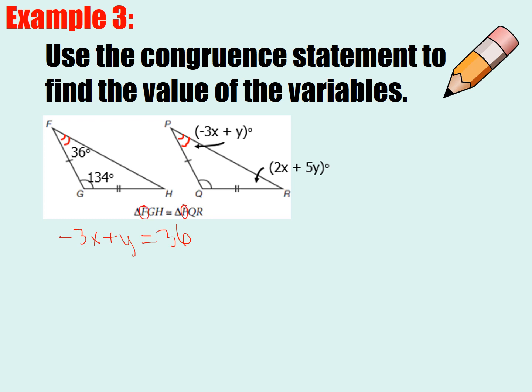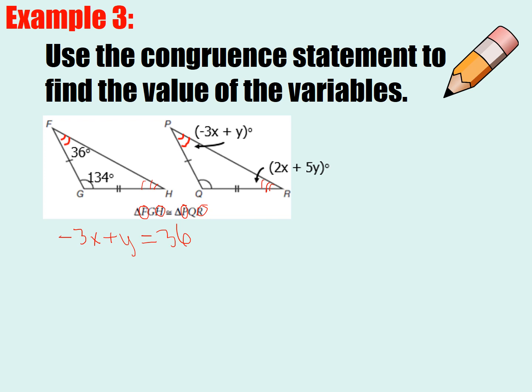Now we need a second equation, and our x and y variable are attached to this angle R. Well, from our congruent statement, since we don't have any hash marks, R is congruent to H. So let's make those hash marks. Let's use 3. So R is congruent to H, or the angle R is congruent to angle H.